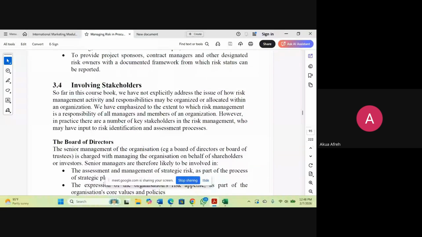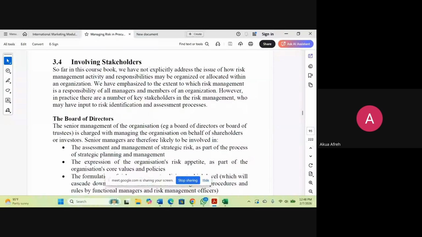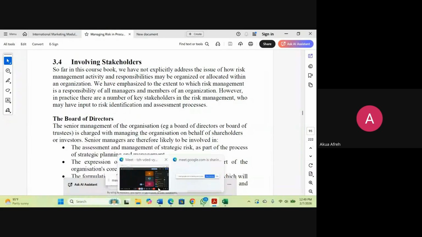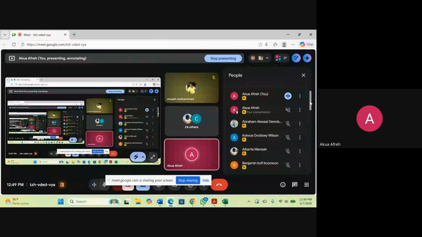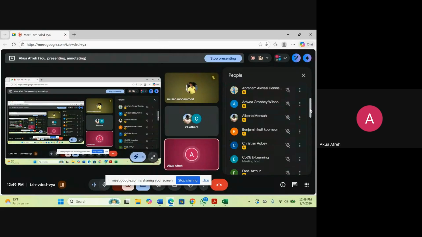So then, why do you think that in mitigating risk, we need to involve our stakeholders? Is it even important to involve our stakeholders when managing risk? Let me come to the classroom and see your names. Ajua Wilson, why do you think it's important to involve our stakeholders when managing risk?